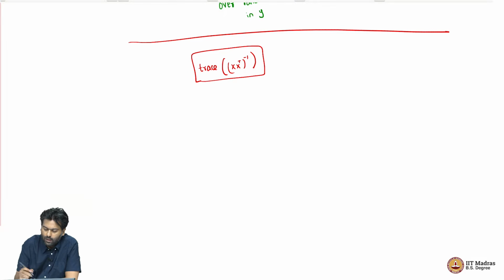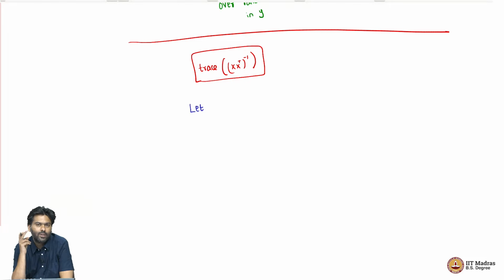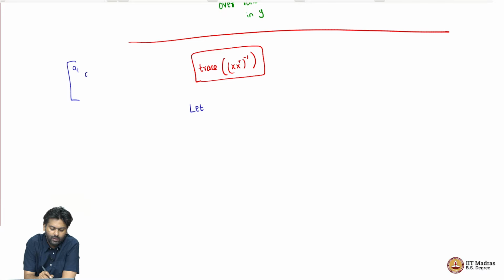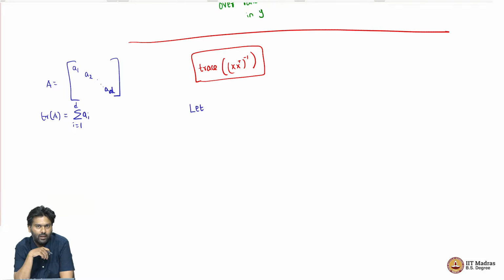Now, remember the trace is just the sum of the diagonal entries of a matrix, right. So, if you have a matrix with diagonal entries A1 to AD, then the trace of A is just the sum over i equals 1 to D of Ai. It is just the sum of the diagonal entries. So, somehow the diagonal entries seem to play a role in this covariance matrix.